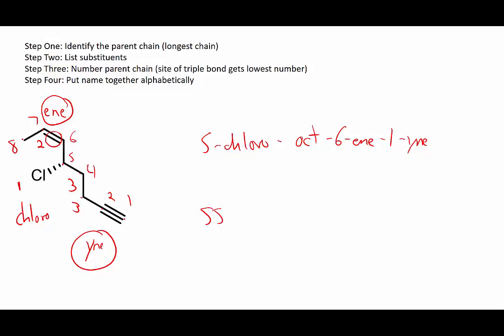The other thing that we need to note is that we have this alkene here, which also has stereochemistry. This is going to be a Z isomer because they're on the same side. So this is 6Z. So when we include these on the front, it will be 5S, 6Z, 5-chloro, oct-6-ene-1-yne.